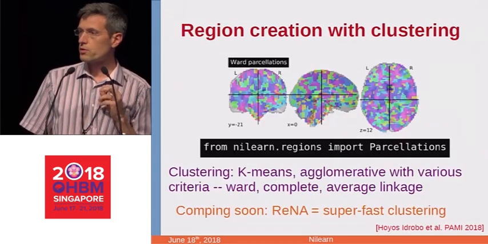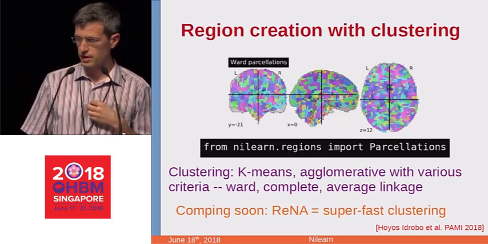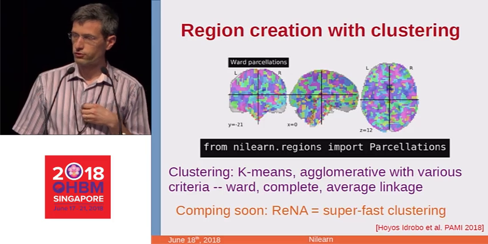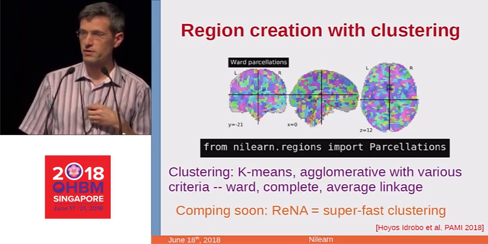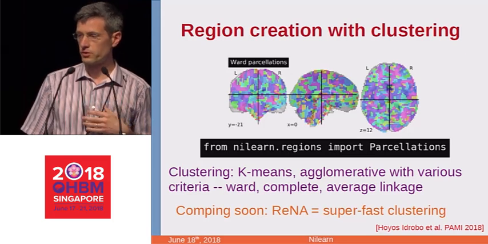So first of all, if you want a lot of regions, like thousands of regions, you can do that with clustering. It will be more handy. So we provide several tools like k-means, Ward's linkage clustering. And also soon we will add a super fast clustering called ReNA, which is very useful when you want a lot of clusters.